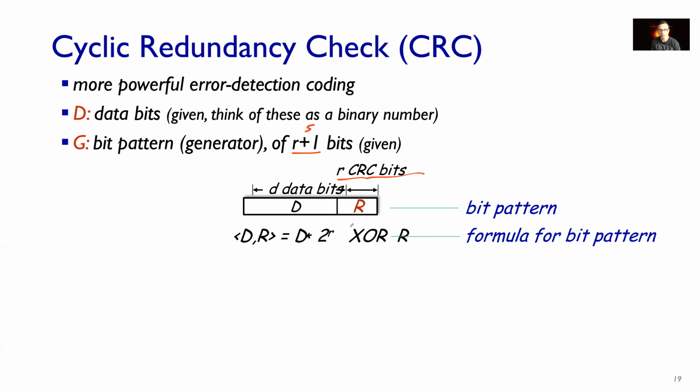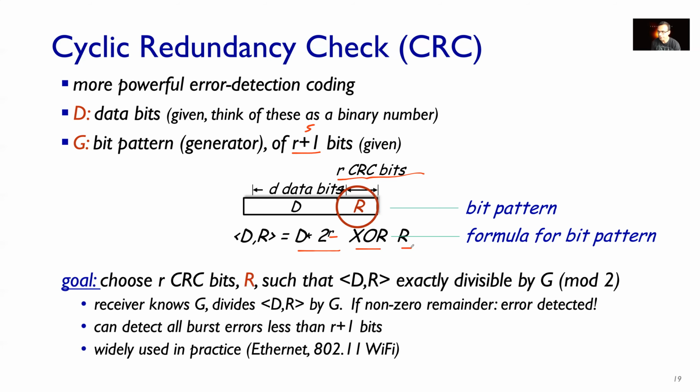In mathematical terms, this is when you're left shifting something by R bits. You may remember in binary math, that is equivalent to multiplying the original value by 2 to the power R when you're left shifting by these R bits. And then you have appended a pattern R. So that's basically XORing this value R. So that's the precise mathematical way to denote this.